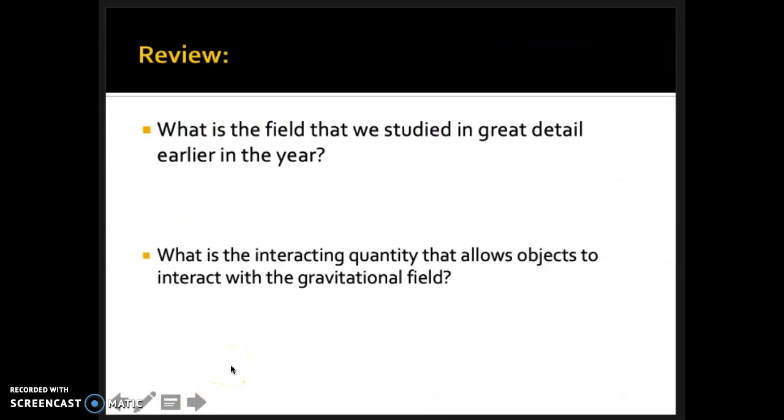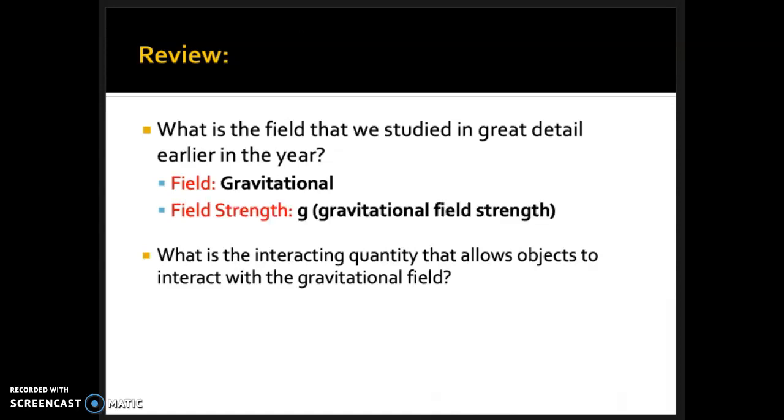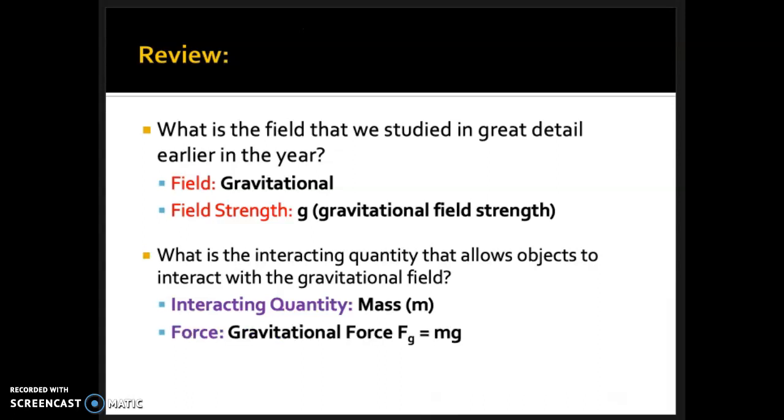So let's review. Why don't you answer these two questions? Pause the video, and then I'm going to come back and tell you the answers. Pause it now. Okay, so the field we studied is gravitational. The field strength of gravitational field is little g. And the interacting quantity is mass. The force is gravitational force, Fg equals m times g.